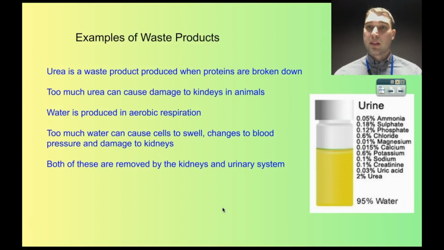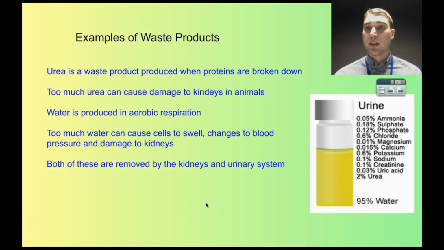Urea, I just talked about before. So when you break down a protein, you get urea being produced. Urea contains a lot of nitrogen, so it gets rid of your waste nitrogen in the molecule called urea. Too much urea floating around your body will damage your kidneys. Water too is produced in aerobic respiration, and too much water is bad for your cells.